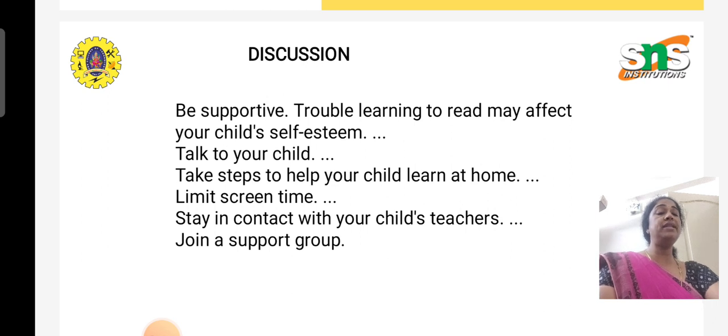Then you have to limit the screen time. Okay, stay in contact with your child's teacher. Okay, and also join a support group. So what you have to do as a parent is support your child, right? And moreover, keep on giving practice to that particular child. Definitely he or she can improve a lot.